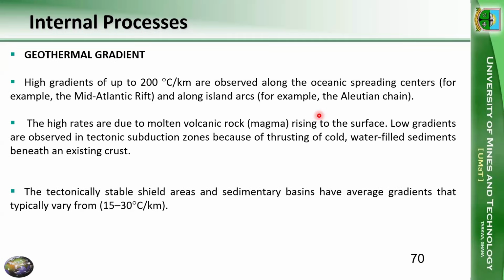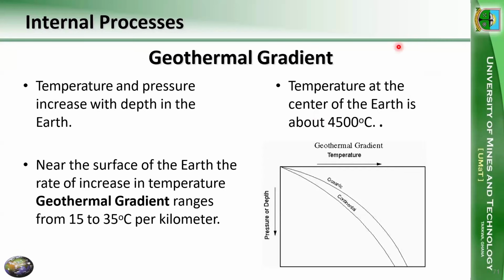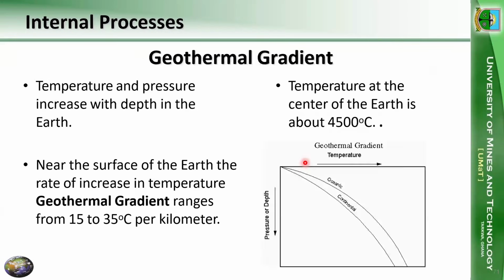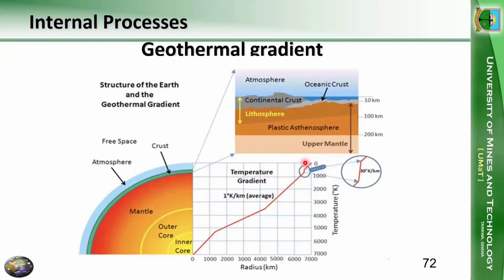Where we don't have a lot of tectonic activity, that is in tectonically stable zones, this average gradient varies between 15 and 30 degrees Celsius. The rate of change of temperature with depth, that's what we call geothermal gradient. We know that at the center of the Earth the temperature reaches 4,500 degrees Celsius, and near the surface of the Earth, the thermal gradient ranges from 15 to about 35, or 15 to 30. Any of them will be fine, around that range.